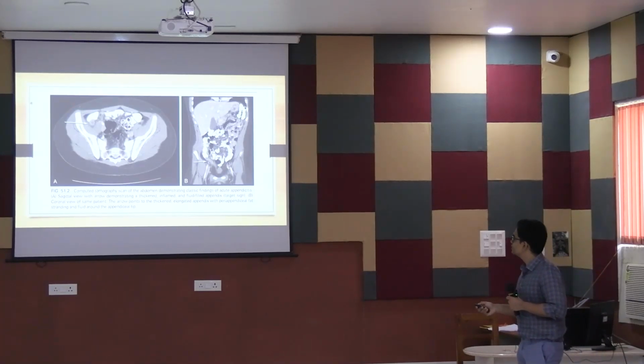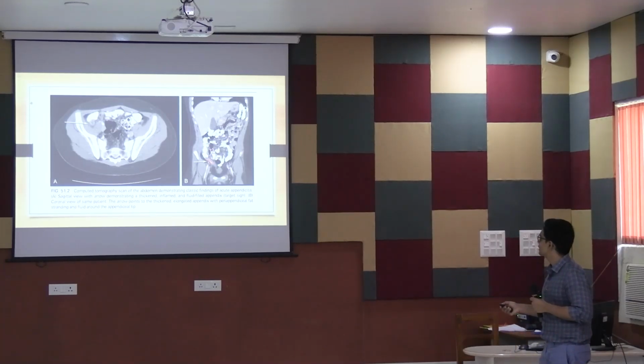So here in this picture you can see a CT cut of a patient having appendicitis. You can see that the appendix is inflamed over here. There is increased fluid. Over here also you can see that this is the appendix, and it is inflamed. This is the cecum and this is the appendix. This is how you identify it.